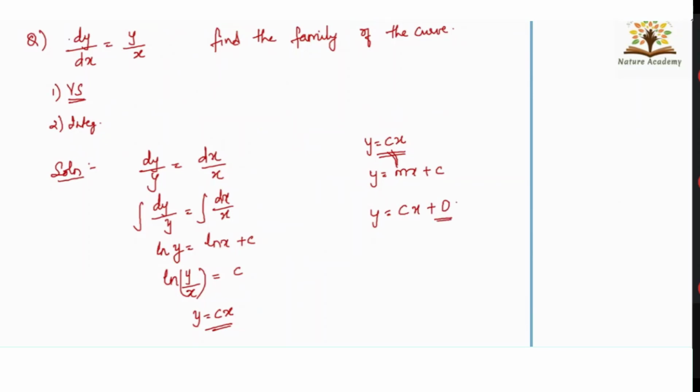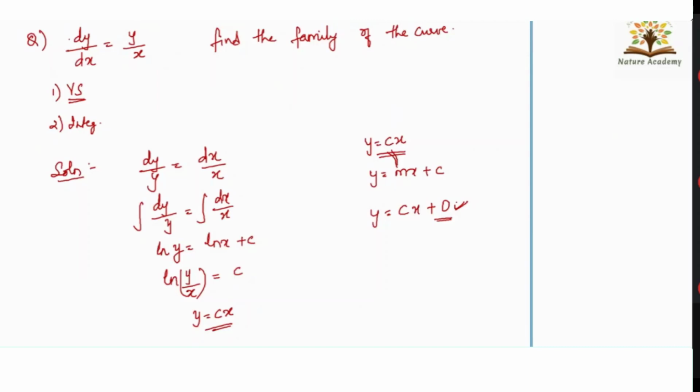Now we will have different values for this. If I have 0, well and good, it will be y is equal to cx. If I have some other number, I will have different straight lines. That's why I can call this a family of straight lines. So the family of the curve is a straight line here.